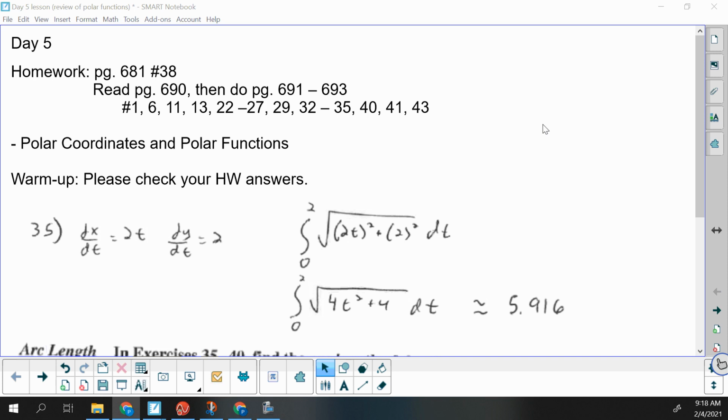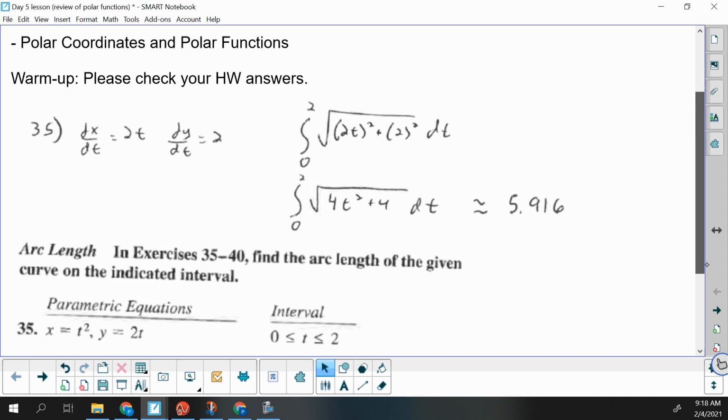Welcome to day 5. Today we're going to review polar coordinates and polar functions from what you did in pre-calc honors. So first, our homework.